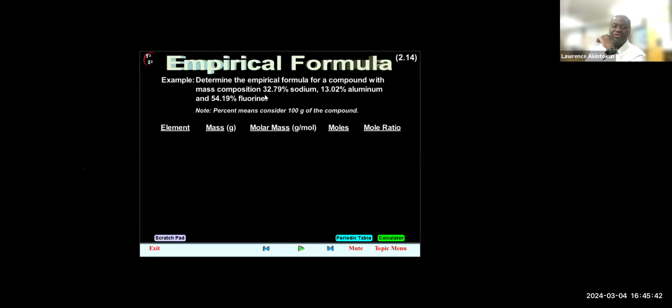So in this case, 32.79% is the same thing as 32.79 grams of sodium. 13.02% is the same thing as 13.02 grams of aluminum. And 54.19% of fluorine is equivalent to 54.19 grams of fluorine. So you do the same thing with this as you did in the previous one. Element Na. Mass 32.79.